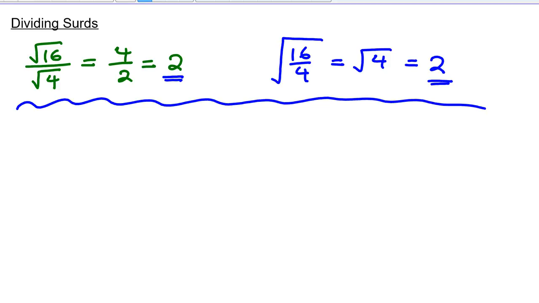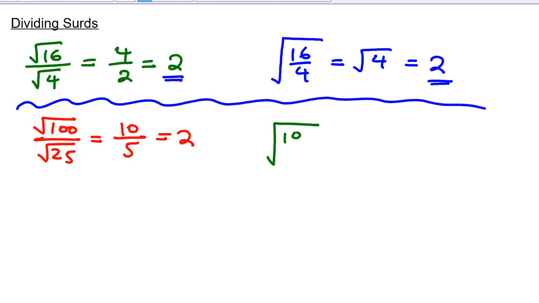Let's try with different numbers. Suppose you have square root of 100 divided by square root of 25. Now square root of 100 is 10. Square root of 25 is 5. 10 divided by 5 is 2. Suppose this question was rephrased this way. Find the square root of 100 divided by 25. That will be equal to, 100 divided by 25 is 4, so this is same as square root of 4, which is 2.